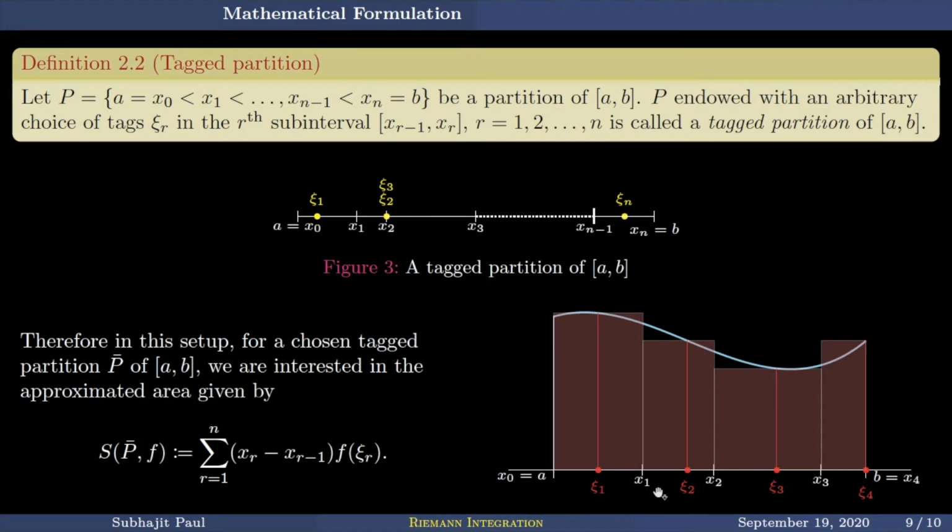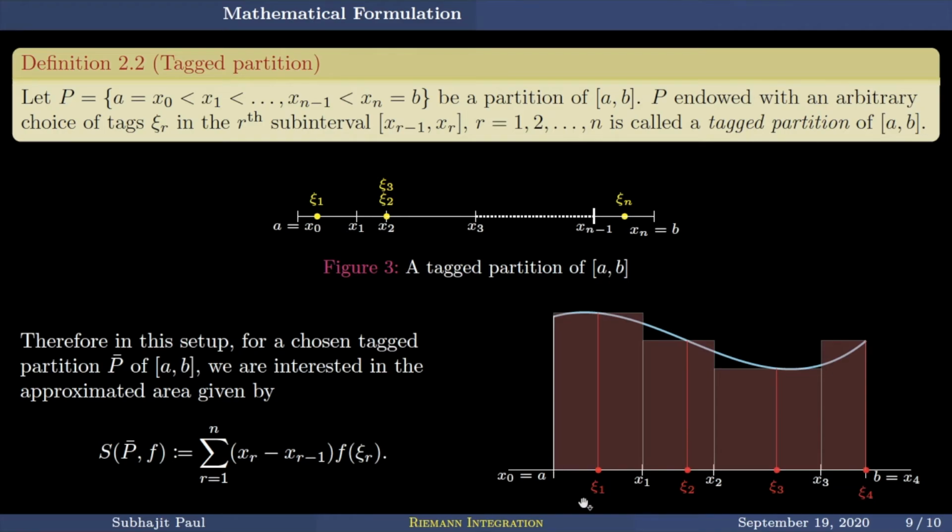This is my x1, this is my x2, this is my x3, this is my x4. See, I have not chosen the points equidistantly. The distance from x0 to x1 is not the same as the distance between x1 and x2. The distance from x2 to x3 is not the same as any of the earlier ones, and x3 to x4 is not the same as any of the earlier ones as well. So I have chosen non-uniformly spaced points, to illustrate that we do not need to choose uniformly spaced subintervals.